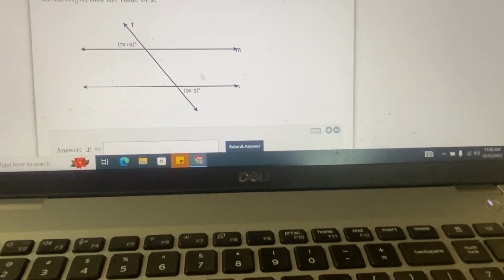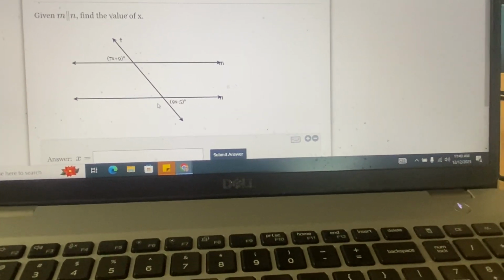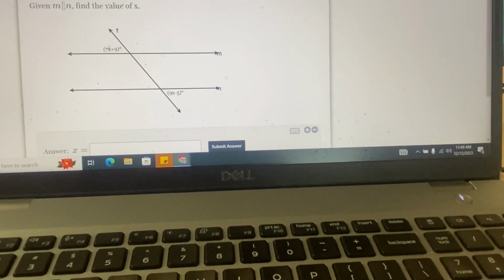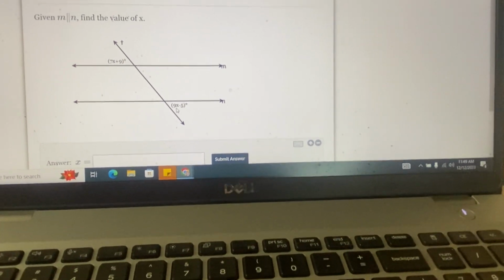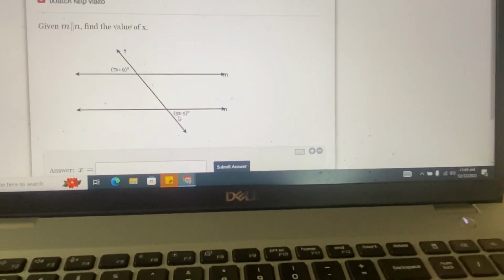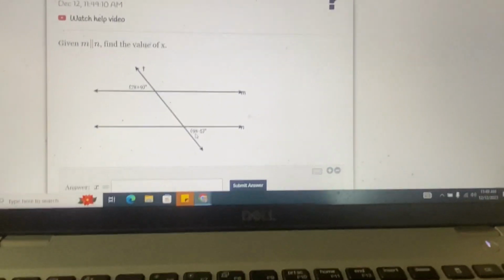Okay, but if you get other ones here, you get ones like this. These are alternate exterior angles. They look congruent. They are congruent. We're going to set these equal to each other. So 7x plus 9 equals 9x minus 5. You get 2x equals 14. You get x is equal to 7.